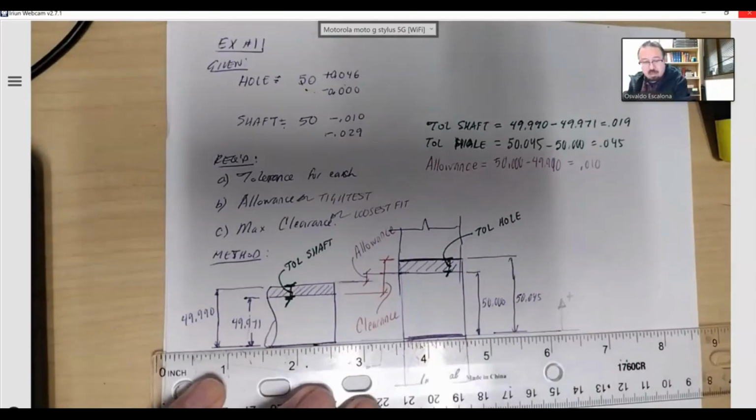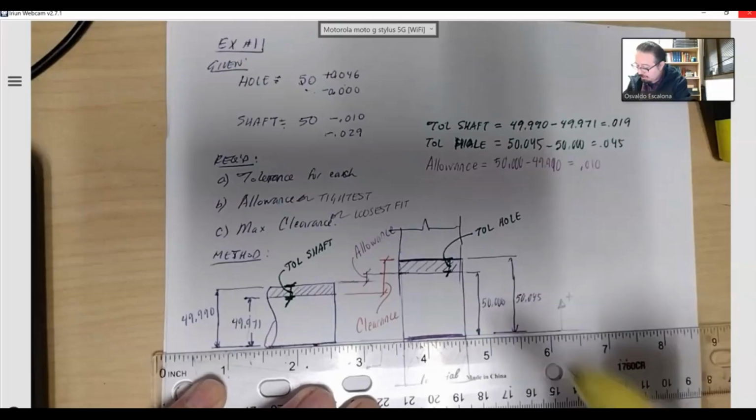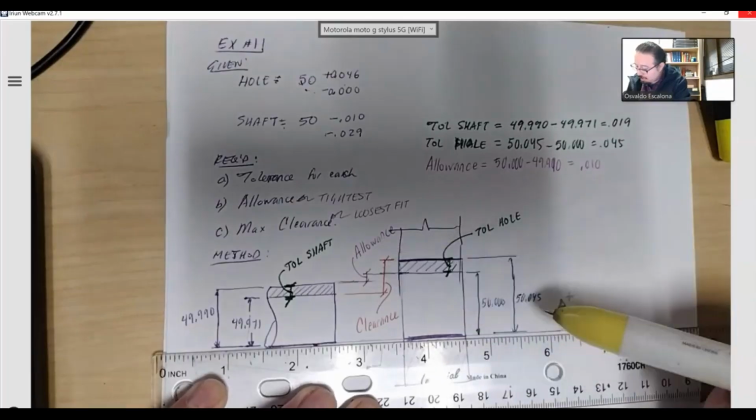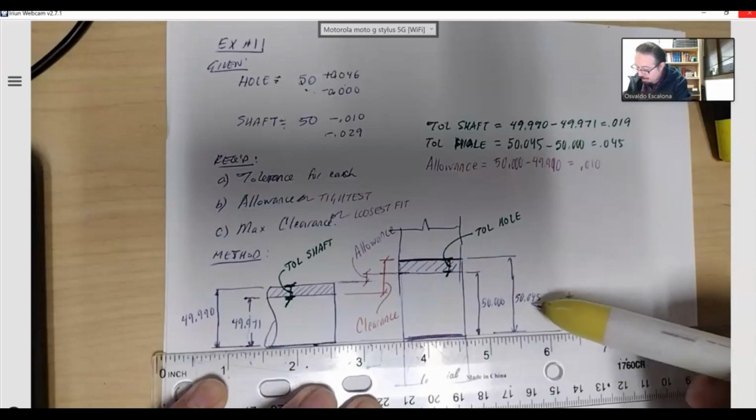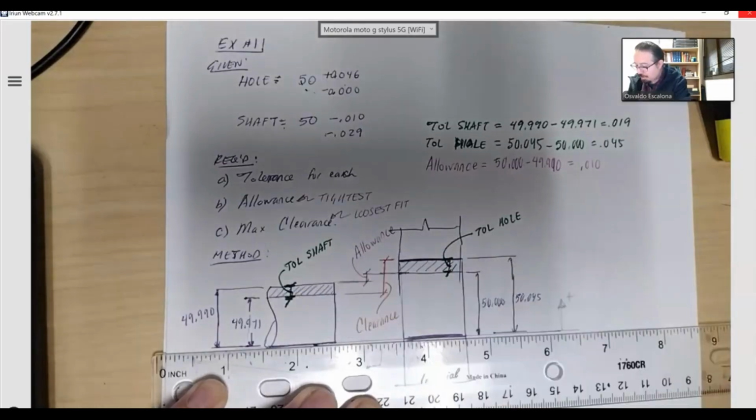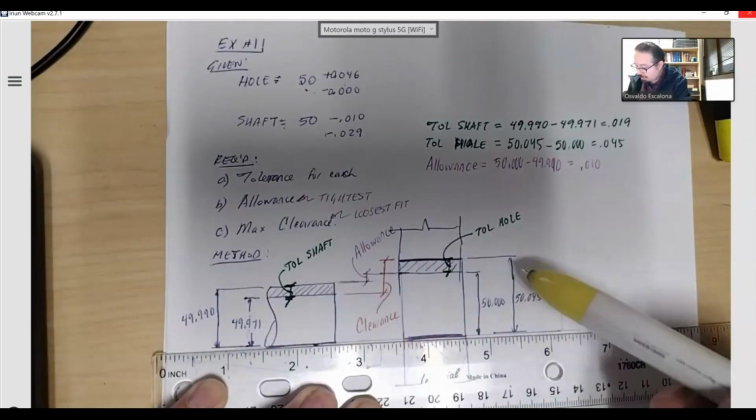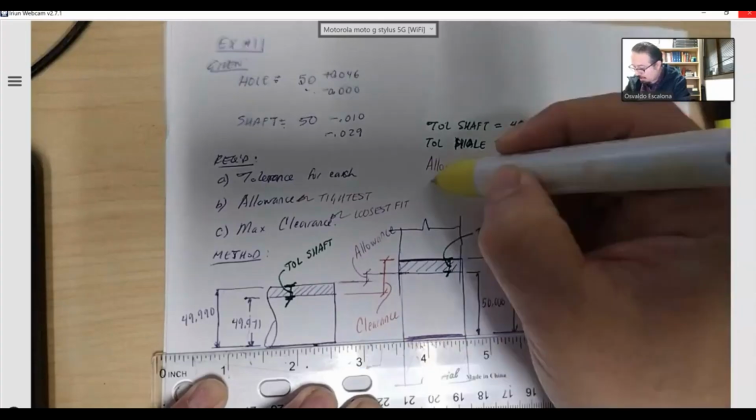If I want to find the clearance, I need to find this little distance. You guys will notice this one is the smallest the shaft could be. So I'm going to be using 50.045, so this is the clearance.